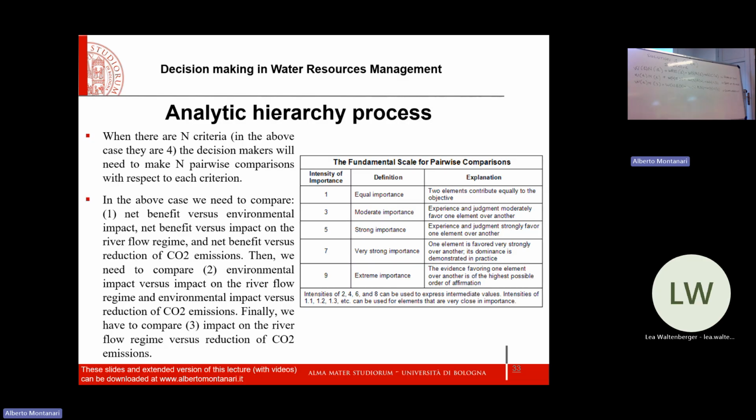If it is extremely more important, the score is 9 in this comparison. You can use values in between, and you can use fractions. What I mean with fractions: if you compare the first with the second and think that the first is moderately more important than the second, we give 3. If we think that the second is moderately more important than the first, we give 1/3.